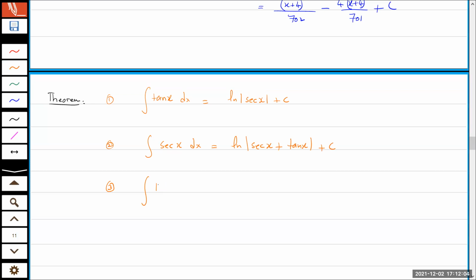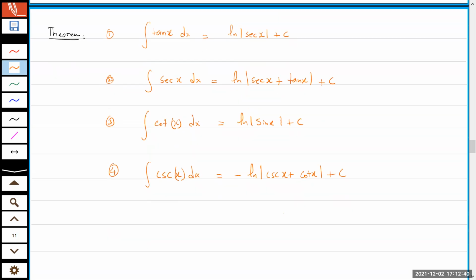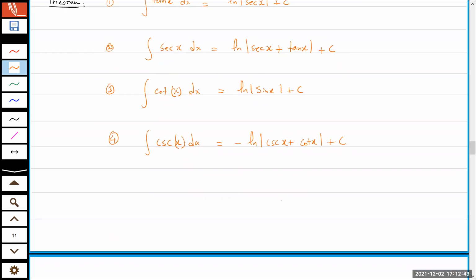For cotangent x, the integral is log natural of sine x plus c. And finally, for cosecant x, the antiderivative is negative log natural of cosecant x plus cotangent x plus the constant of integration. Let's start with tan x. Cotangent would be similar, and we'll do secant, and cosecant will be similar as well.